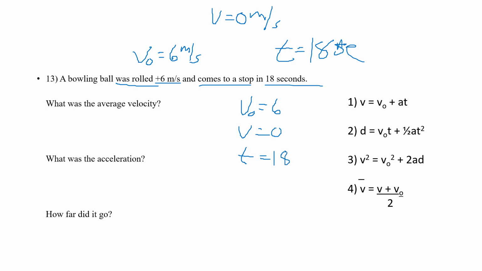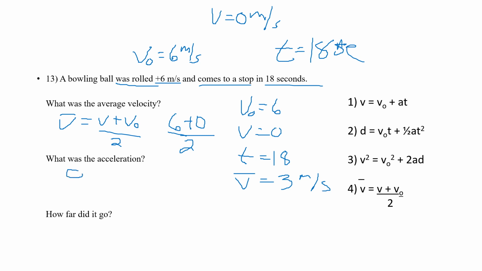All right, so it says, what is the average velocity? Well, V bar, there's only one V bar equation: V plus V naught over 2. We can solve for that, no problem. 6 plus 0 over 2. I hope you can agree that the V bar is 3 meters per second.